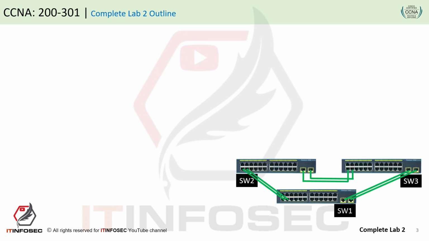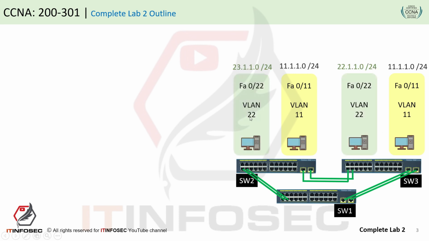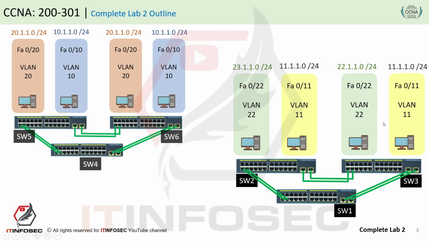Our lab has two parts. The first network is the three switches SW1 to SW3, all connected together by a physical loop. On SW2 and SW3 we have VLAN 11, where some computers will be connected, and also VLAN 22 with its own IP address range. VLAN 11 has an IP address starting with 11.11.11.X.